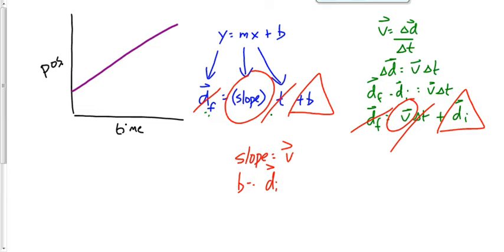Right now, I want you to remember this. The slope of a position time graph is equal to the velocity. I think reasoning, logic would tell you that the y-intercept would be the initial position, right? Where it goes right here, that's where it starts, right? Slope is equal to velocity. That's the big takeaway from this.